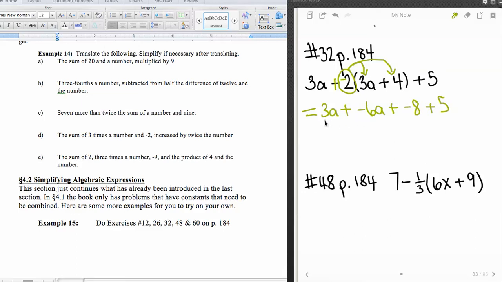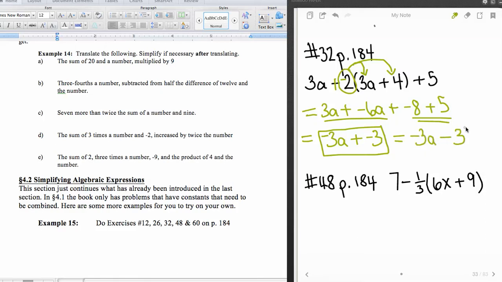And now we want to do like terms. So we have two like terms here, and we have two like terms here, constant terms and variable terms. So we have a -6 and a +3. That gives us a -3, and those are a's. And then we have a -8 and a +5, and so that's going to give a plus a -3, and that's a very acceptable answer, but an even better answer would be -3a minus 3. And that's again because adding a negative is the same as subtracting a positive.